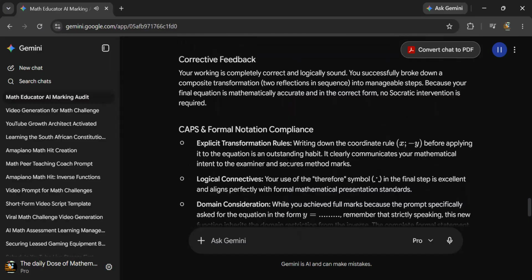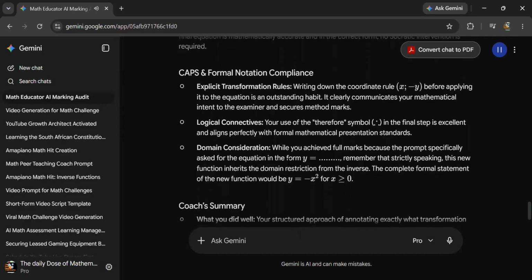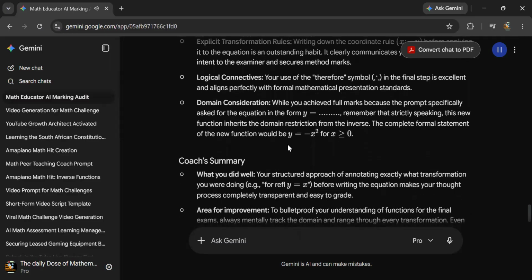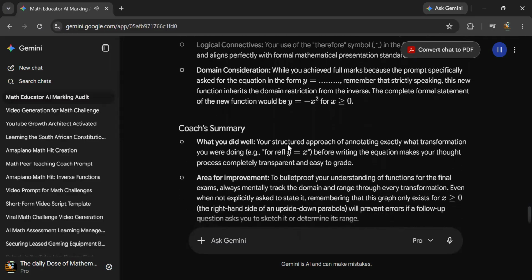Caps and formal notation compliance. Explicit transformation rules: writing down the coordinate rule, (x, y) goes to (x, negative y), before applying it to the equation is an outstanding habit. It clearly communicates your mathematical intent to the examiner and secures method marks. Logical connectives: your use of the therefore symbol in the final step is excellent and aligns perfectly with formal mathematical presentation standards.